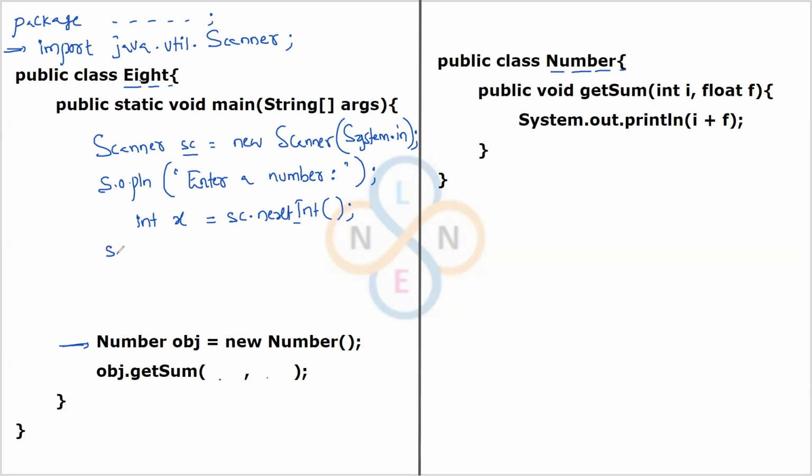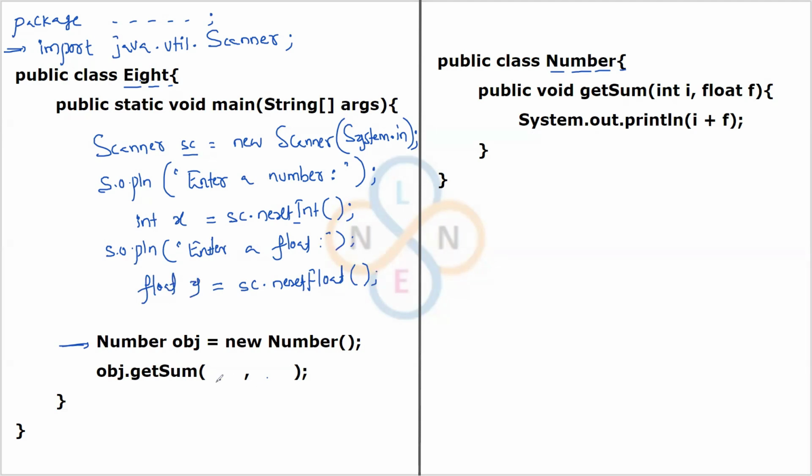Then again, for a meaningful way of output, add one print statement, enter a float or a decimal. Then after this, read one float. How to read? Scanner class object reference, then the nextFloat method allows us to read a float, which returns a float. Then store it into a float variable of the programmer's choice.